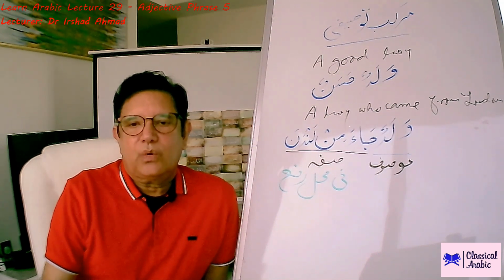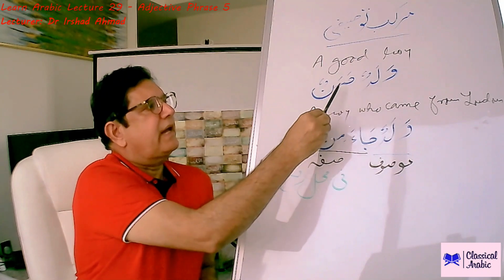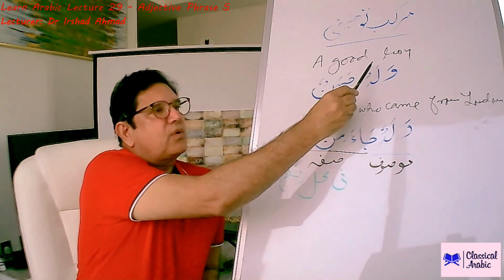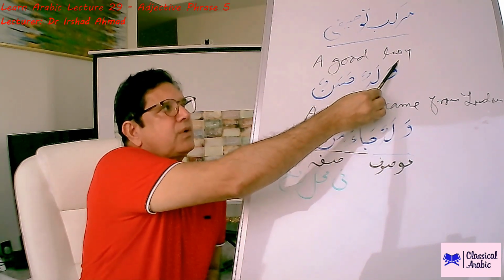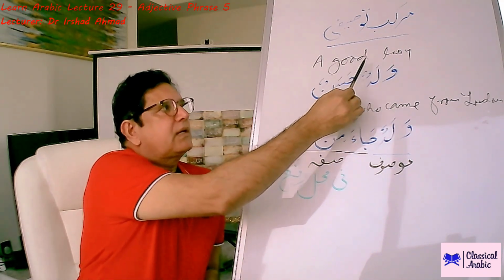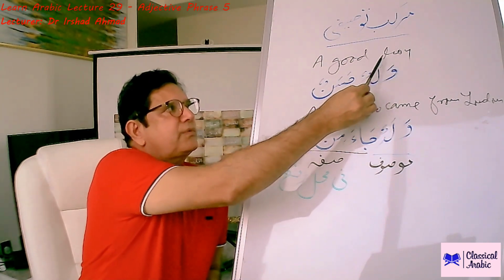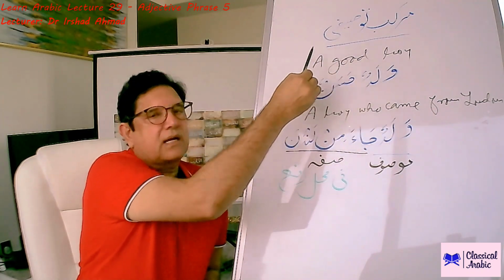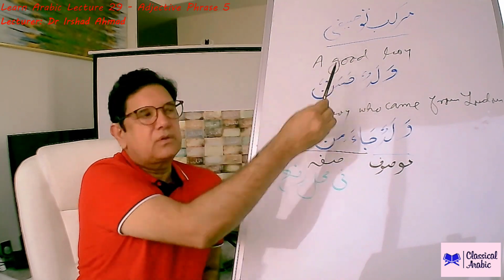We have been working on Murakkab Tawsifi, which is a combination of Mawsuf and Sifa. Our example has always been a good boy. What kind of boy? Good boy. So good is describing the boy. Boy is Mawsuf and good is Sifa, and this is a compilation of Mawsuf and Sifa called Murakkab Tawsifi.